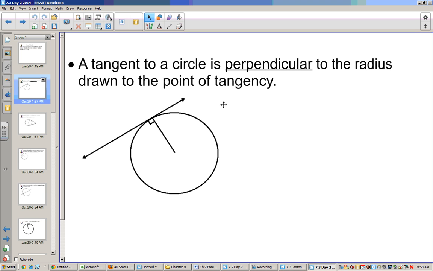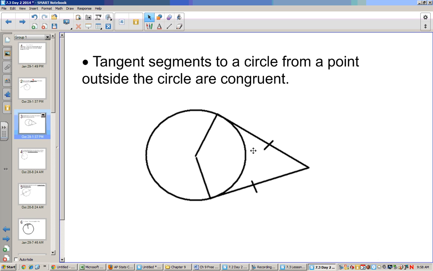The first property that we need to talk about is that a tangent from outside of a circle is always going to form 90 degrees, or be perpendicular, to the radius drawn at the point of tangency. Hopefully everybody knows that perpendicular lines cross at 90 degrees, like this. Now our next property that we're going to need to know is tangent segments to a circle from a point outside the circle are congruent.